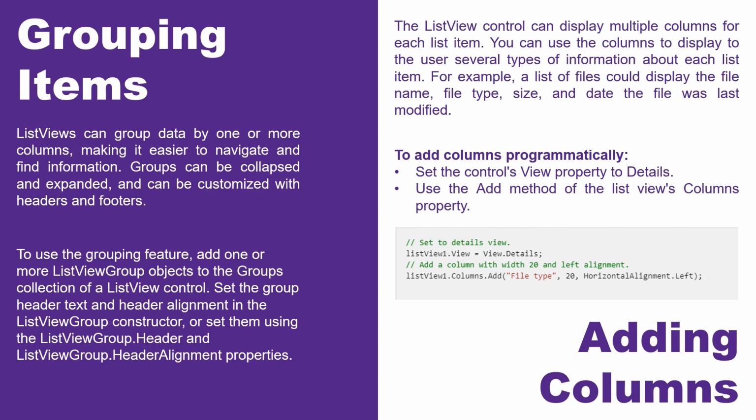For example, in a data grid view, you could add columns to display the name, address, and phone number of a set of customers. This would make it easy for users to view and compare the data for each customer in a tabular format. Overall, adding columns to a Windows Forms control can improve the user experience by providing a clear and organized way to display and interact with data.